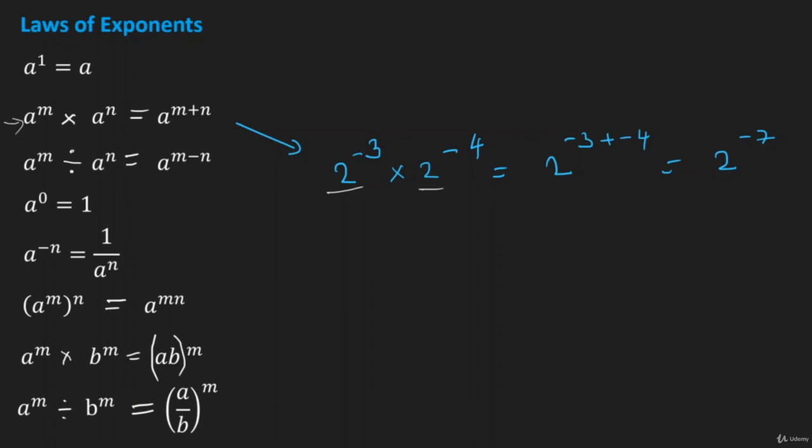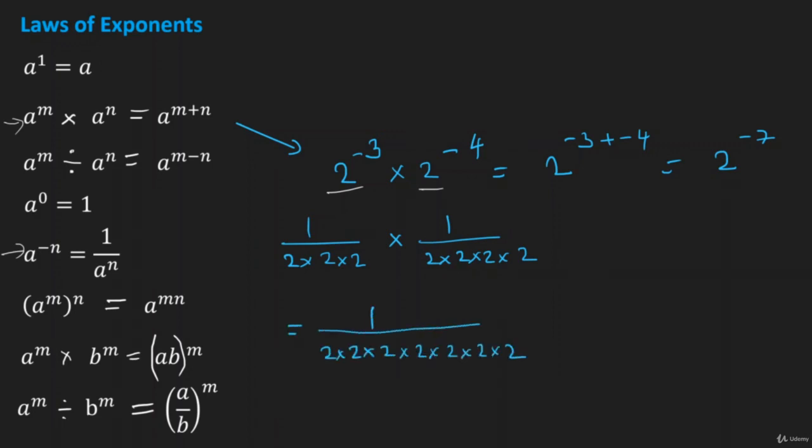Alright, now let's try to think of it. 2 to the power minus 3 as per this rule is equal to 1 by 2 to the power 3, or 1 by 2 into 2 into 2. Similarly, 2 to the power minus 4 is 1 by 2 into 2 into 2 into 2. This is equal to 1 by 7 2's. You have 7 2's over here, which is equal to 2 to the power minus 7 or 1 by 2 to the power 7. Alright.